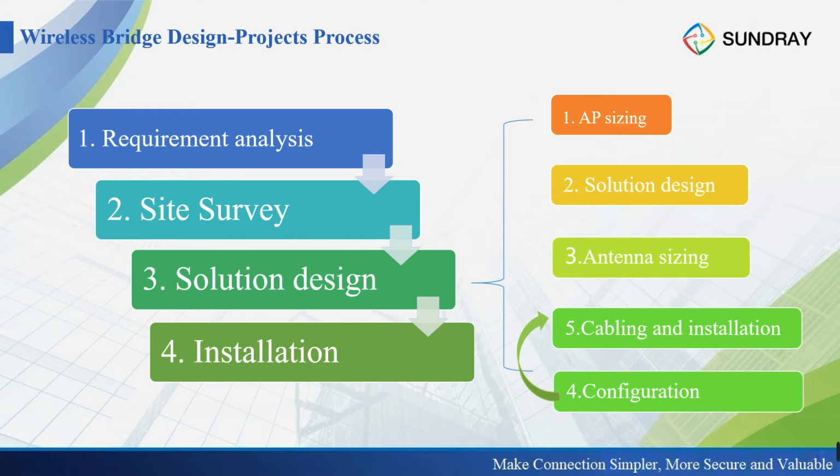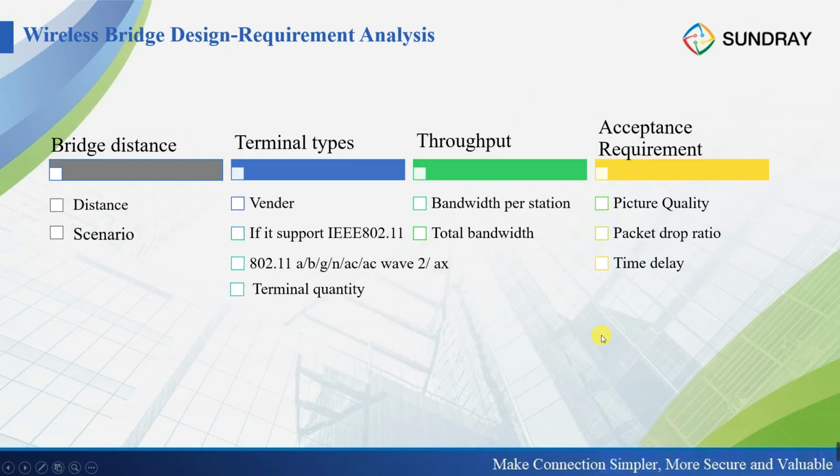Okay, for one wireless project, the process is like this: we get their requirement and do the site survey, and then we design. When we do the design, we do the AP sizing, solution design, antenna sizing, and then we do the installation. But before the installation, we need to check the configuration.